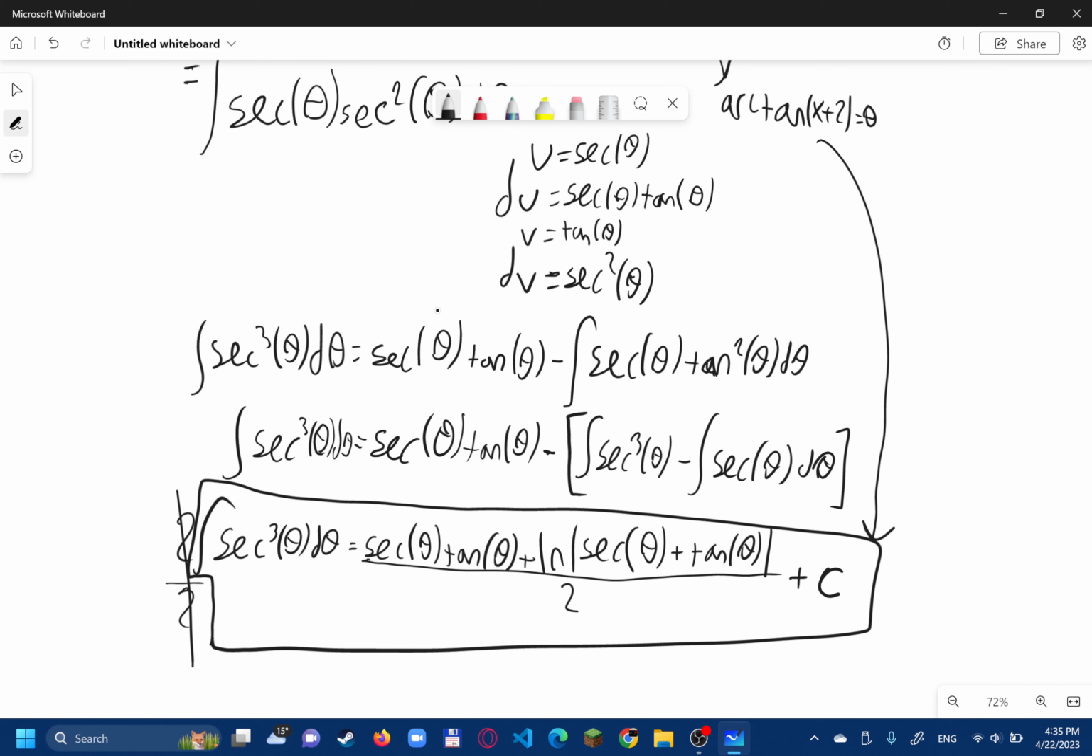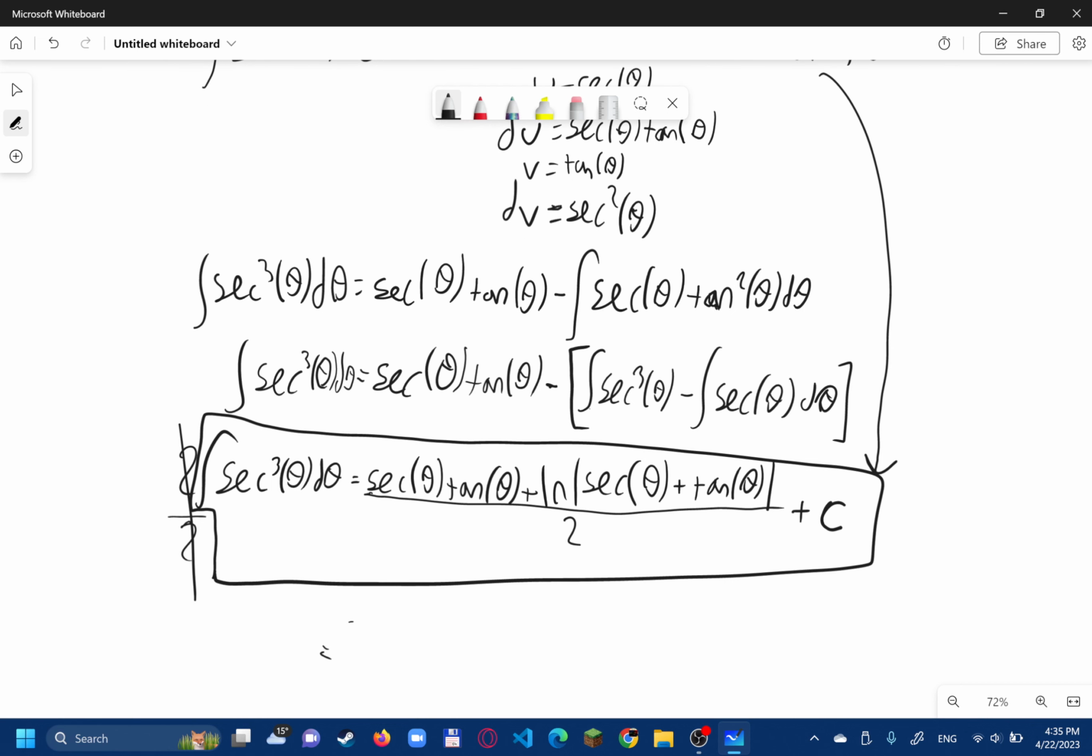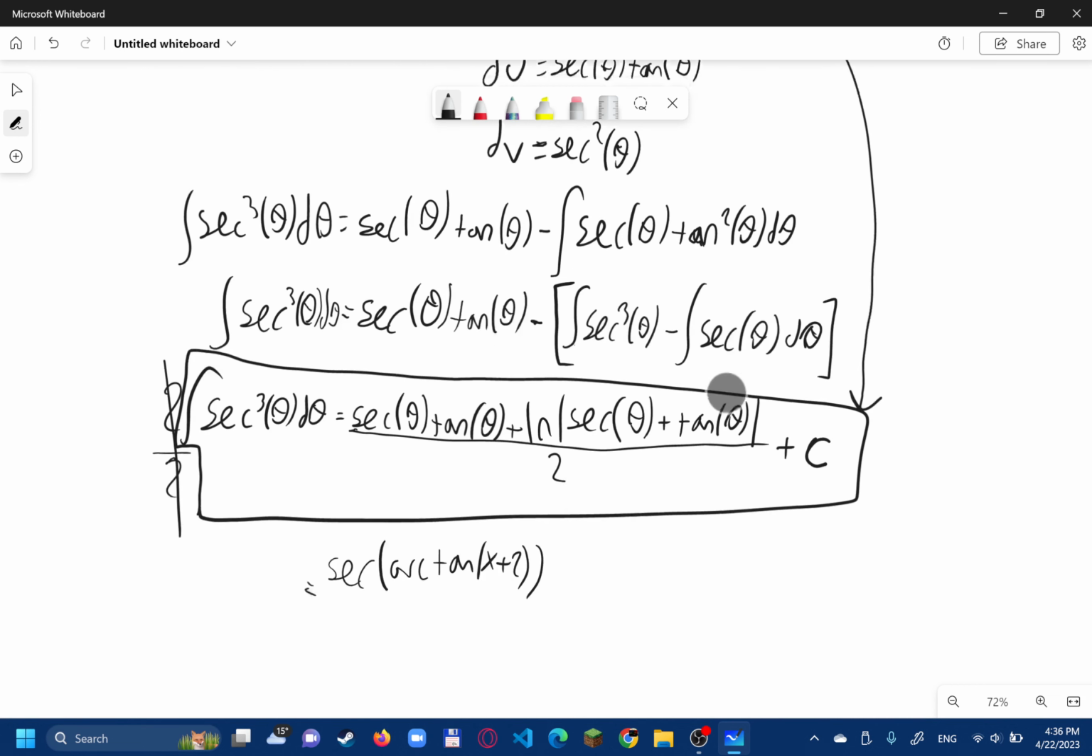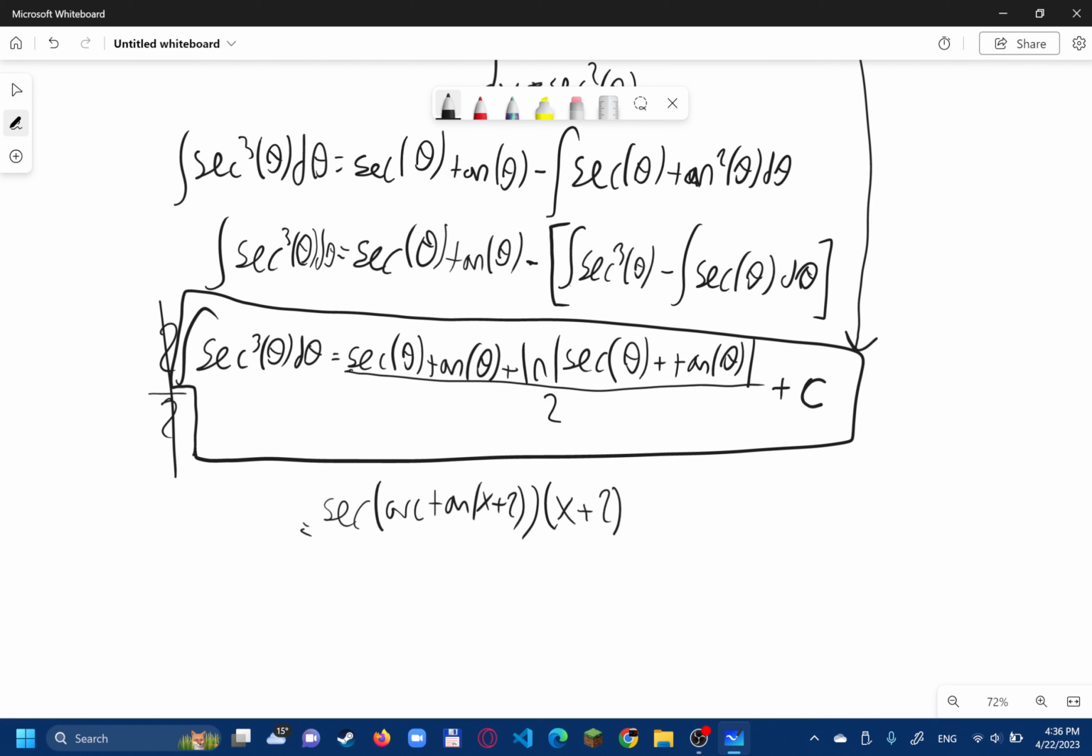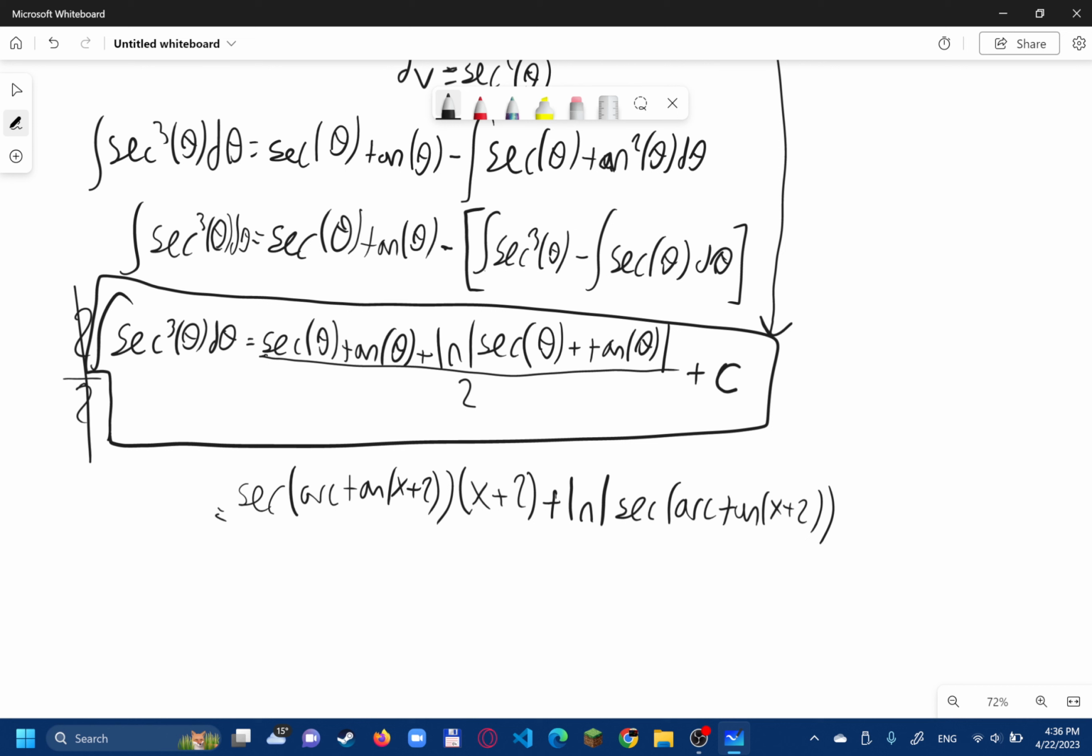we end up with secant of arctangent x plus 2 times tangent of arctangent, which is just the input, so x plus 2, plus the ln of the absolute secant of arctangent x plus 2 plus tangent of arctangent, which is just the input again, so plus x plus 2, absolute, close, like that, divided by 2 plus c.